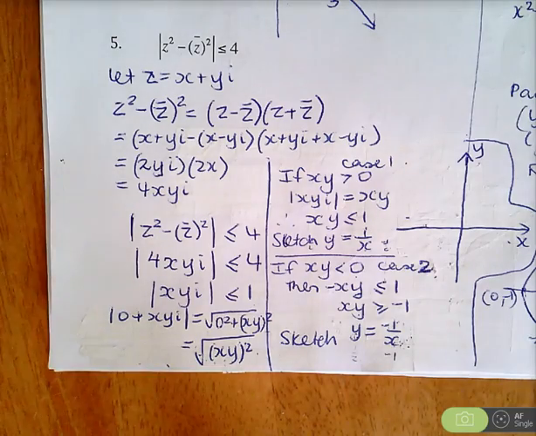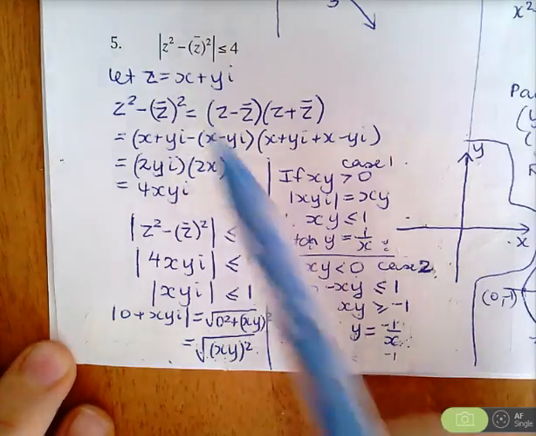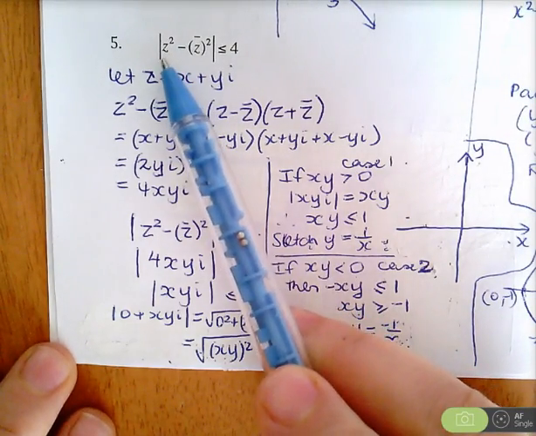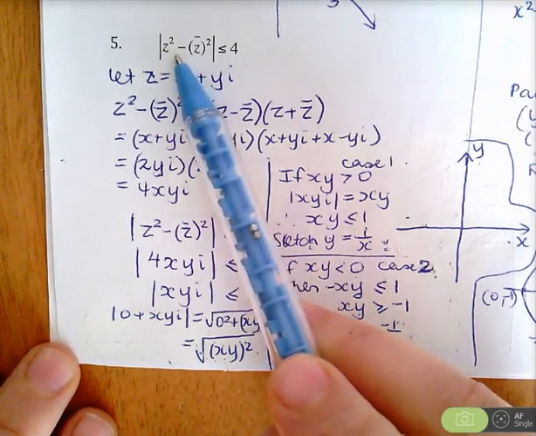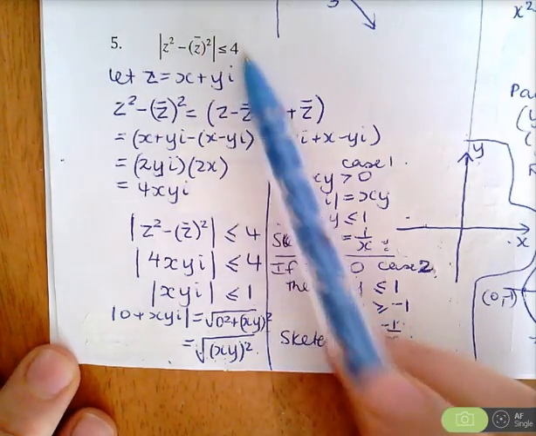This is question 5. Sorry, the solution's already written out because it was recorded and then something went wrong with the recording. So we're doing this question 5. The modulus of z squared minus the conjugate of z squared, the modulus of all of that, is less than or equal to 4.